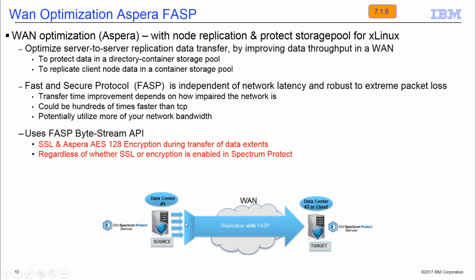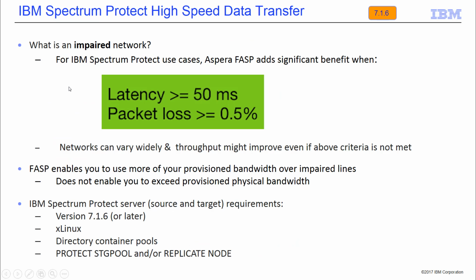FASP does provide SSL and AES 128 encryption when we are communicating between the two servers, and this is regardless of whether you have SSL or encryption enabled on your Spectrum Protect clients or servers. So when we look at Aspera FASP being a fit, we're looking at connections between two x86 Linux Spectrum Protect servers that have a latency of greater than or equal to 50 milliseconds and a packet loss greater than or equal to 0.5%. For those types of networks, FASP will help to drastically improve your throughput.